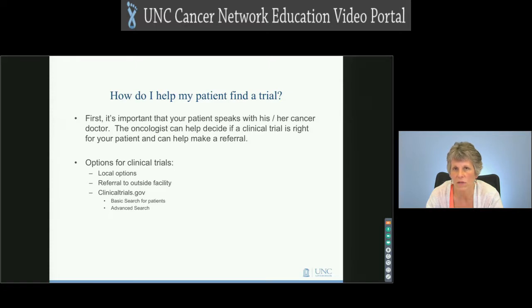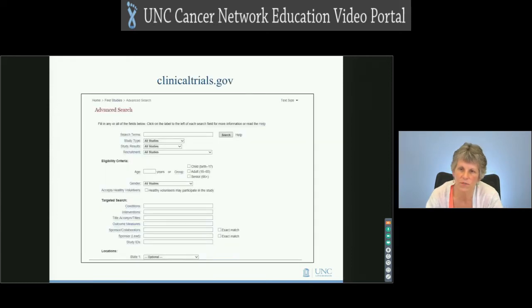But the other way they can look is on clinicaltrials.gov. There are search options there for patients where they can just click in colon cancer and North Carolina, and it'll pop up every study in North Carolina that treats that disease. So there are some ways they can go in and start searching on their own and then take that information back to their doctor. They can also do this advanced search, and I just did a quick screenshot here. You can see how detailed it is. You can plug in a lot of information and get very specific about what you're looking for.